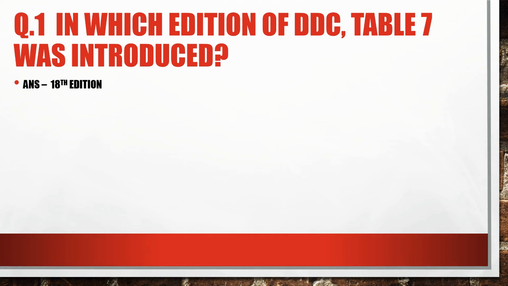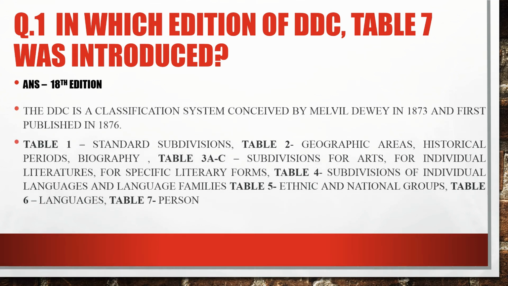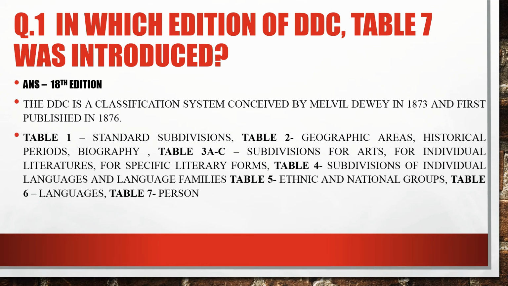Now, let's look at a few points related to this question which may be asked in exams. DDC is a classification system conceived by Melville Dewey in 1873 and first published in 1876. Also, we know about the tables related to DDC. Let's revise once again. Table 1, Standard Subdivision. Table 2, Geographic Areas, Historical Periods, Biography. Table 3, A, B and C. Subdivisions for arts, for individuals, literature, for specific literary forms.